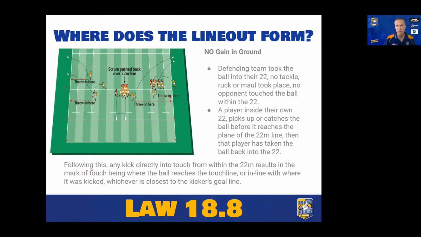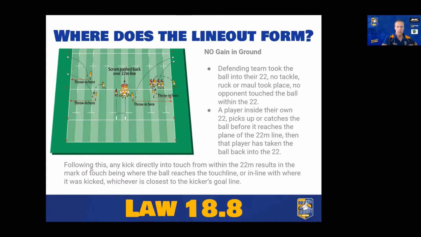or if they pick up or catch the ball, even if they're inside their own 22 themselves, but the ball is not yet inside the 22, and that's a bit like the touchline, a player in touch grabbing the ball before it's reached that plane. So if the ball has not yet reached that plane and the player inside the 22 picks it up and pulls it in there, then they are the ones that have taken it back in there. Okay. So if any of that happens, then any kick from there results in a line out mark of touch being in line with wherever the kicker kicked it from, or the goal line, whichever's closest.